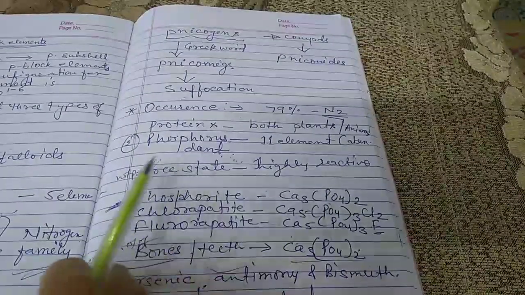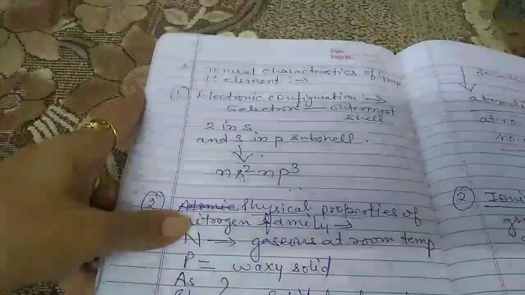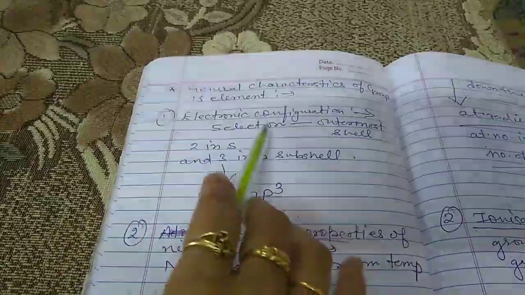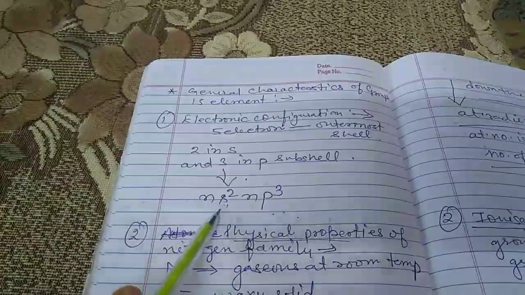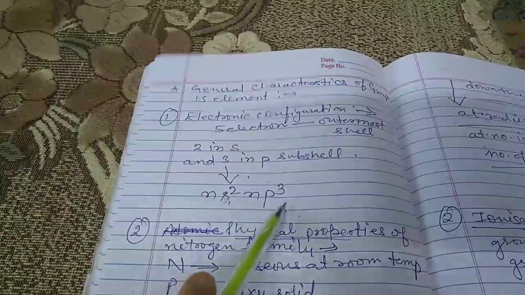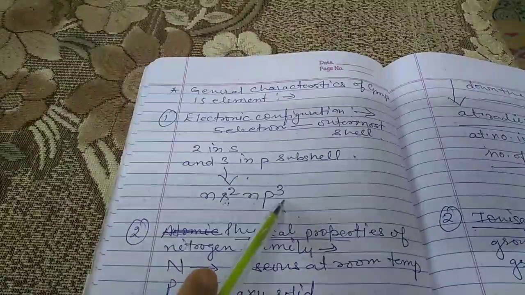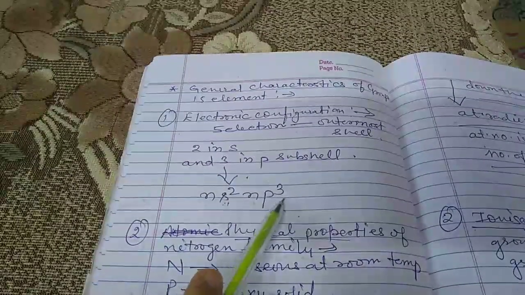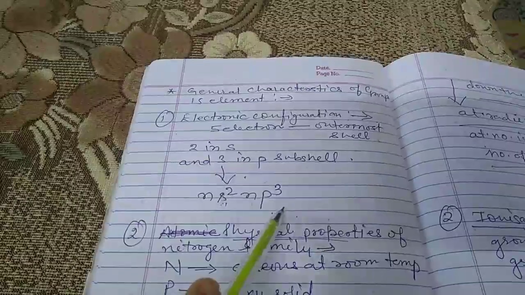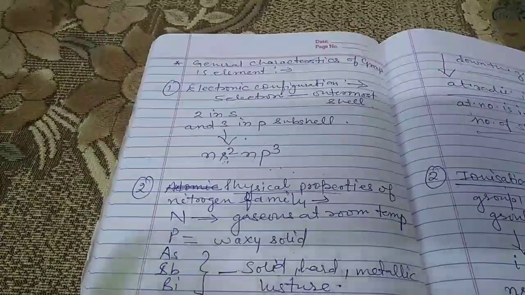And if we are talking about arsenic, antimony and bismuth, they are not very abundant. The electronic configuration I have already discussed, that is ns2 np3. It means that in the P subshell the number of electrons is 3.